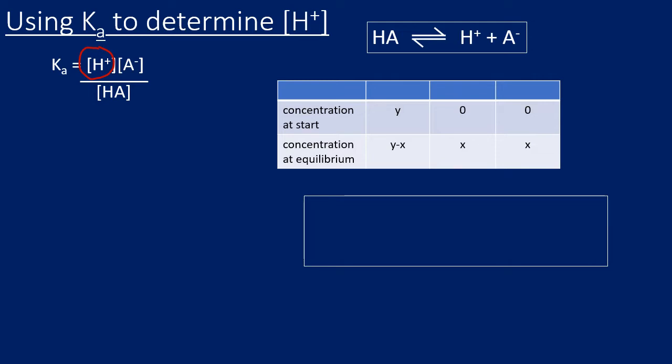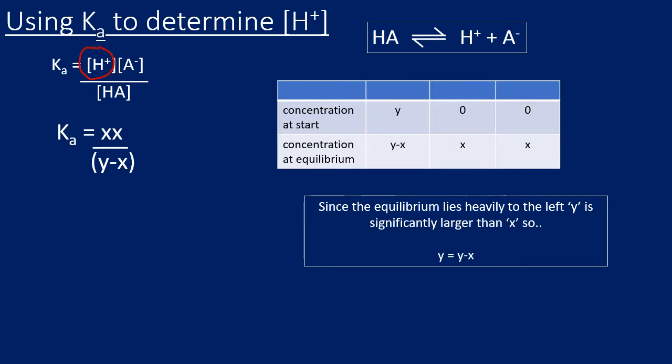So the moles of H+ will be the same as the moles of A-, and the moles of Y will have decreased by X moles. So the moles of HA will be Y minus X, and H+ will be X and A- will be X. So our equilibrium constant, we would have to convert into concentrations, but it would be X multiplied by X divided by Y minus X.